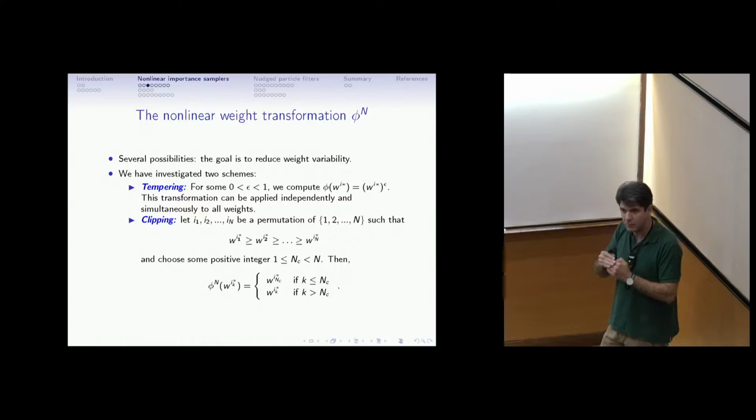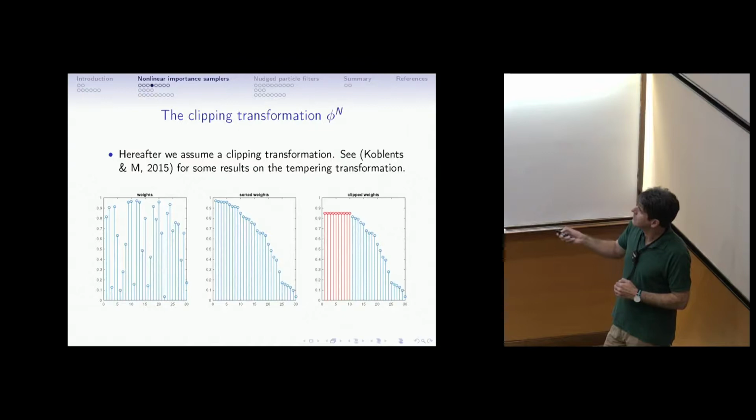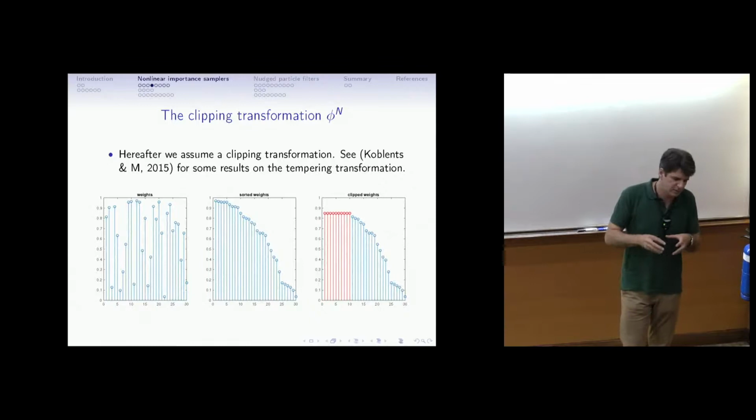So graphically, this is what you do. If these are your weights, you sort them in descending order, then you take these big weights here, and you just equalize them. You make them constant. You flatten the representation in a way. By the way, when you flatten these big weights here, because you are going to normalize later, then you are bringing up the smaller weights as well. So you can also think of this transformation as spreading the probability mass a bit more.